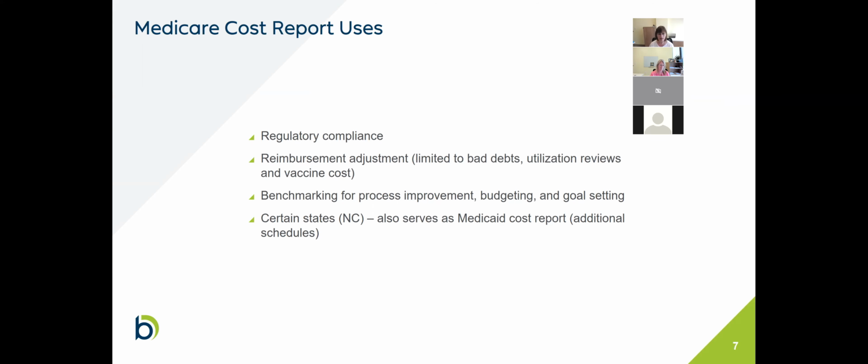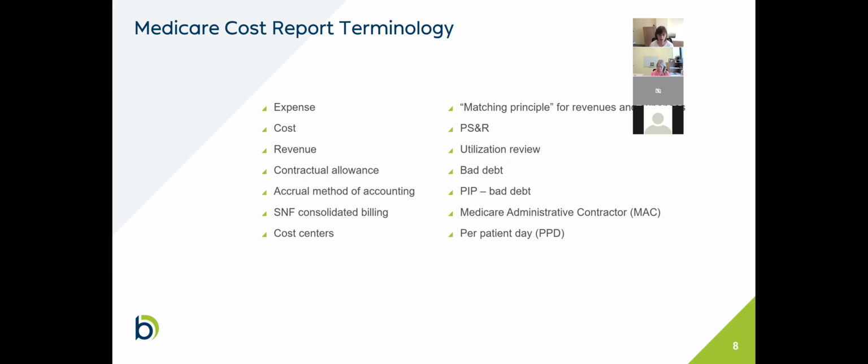And now, Lisa, can you advance us to the next slide? Sure. Thank you. So there's a lot of buzzwords related to the Medicare cost report. And I know there's a very different level of knowledge in this group, but I wanted to make sure that we have this reminder to everybody of what those Medicare cost report buzzwords actually mean in the environment of the cost report.